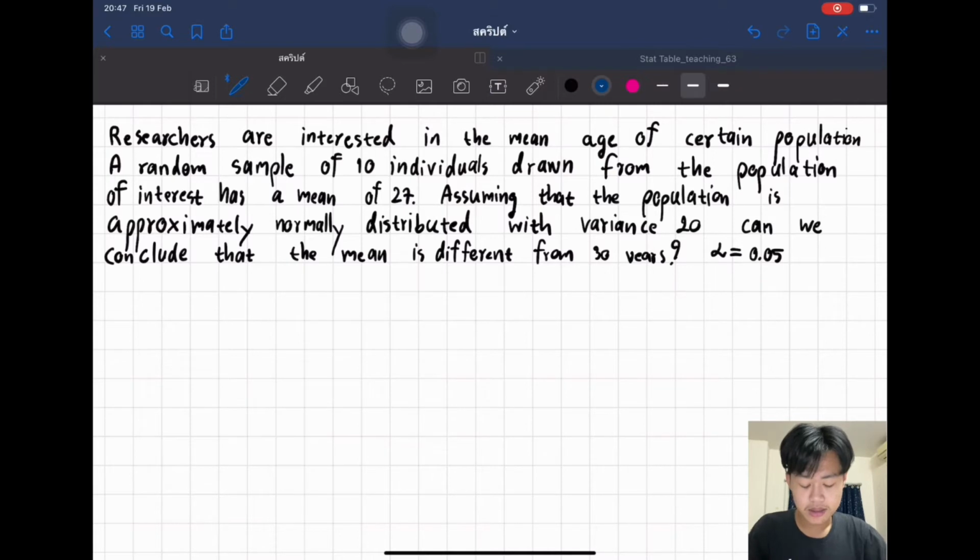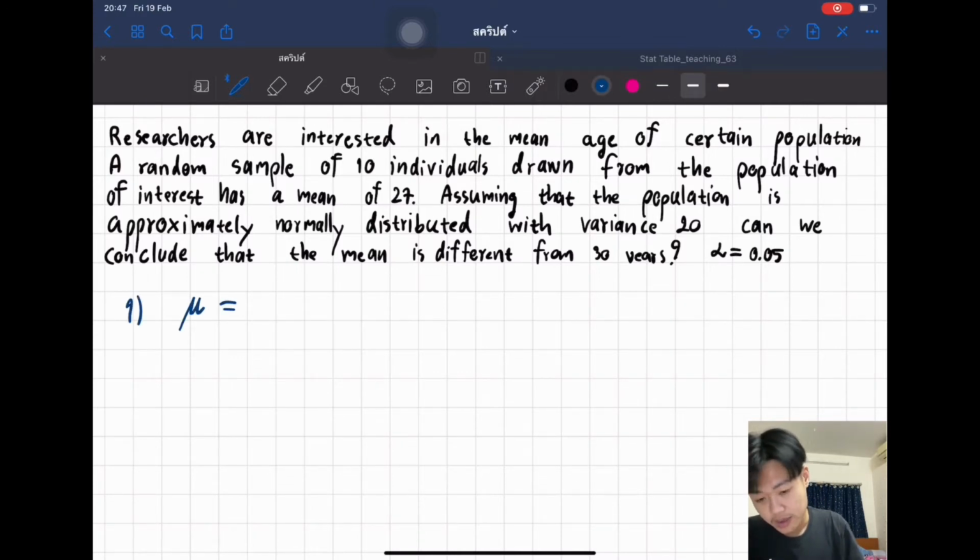Researchers are interested in the mean age of a certain population. A random sample of 10 individuals from the population of interest had a mean of 37. Assuming that the population is approximately normally distributed with variance 20, can we conclude that the mean differs from 30 years? Define significance level equal 0.05. Okay, first step.